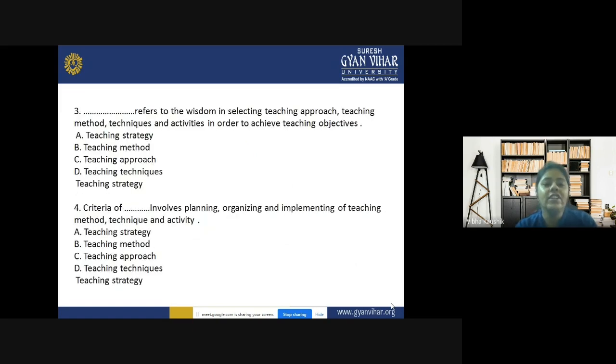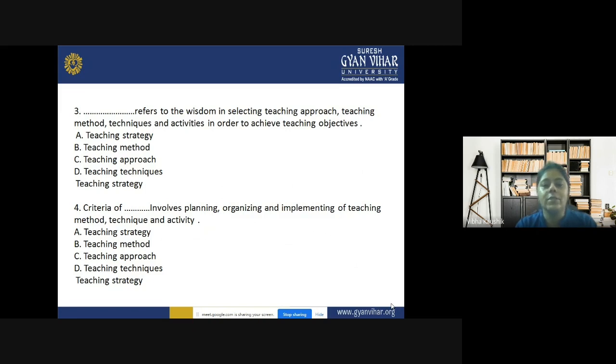The third one is dash refers to the wisdom in selecting teaching approach, teaching methods, techniques and activities in order to achieve teaching objectives. So the options are A, teaching strategy, B, teaching method, C, teaching approach, or D, teaching techniques. Now you have to select the correct answer on the basis of the given choices.